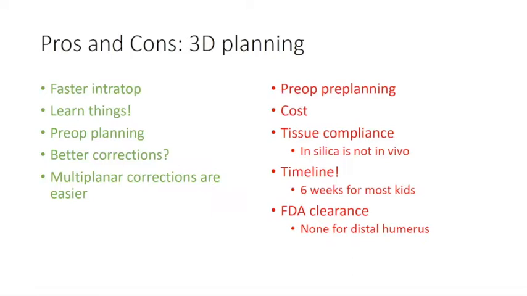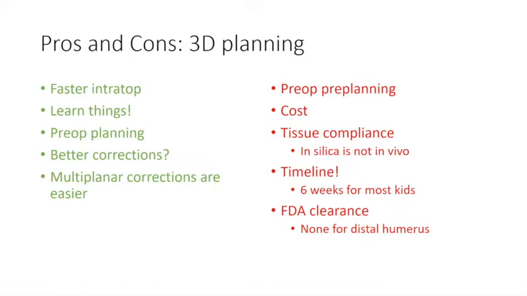The timeline, there's a little bit of a rush. The FDA in the US mandates that most kids are operated within 6 weeks of the date of the CT scan. So we actually find a surgical date and work backwards from that time period. And that's because of obvious continued growth of the child, which could negate the benefit of the 3D printed guides.